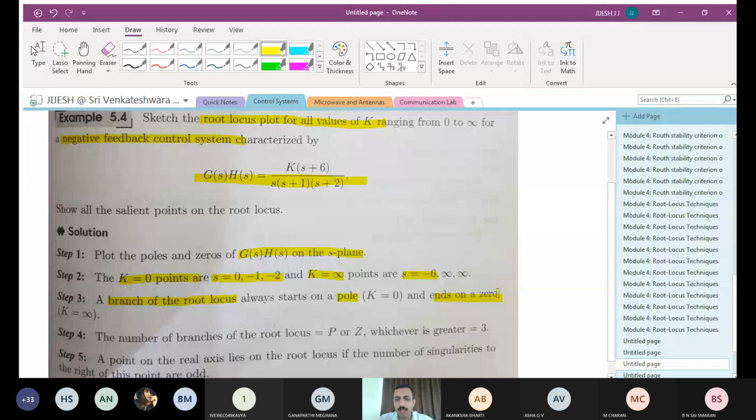After that you can find out the number of branches. How many branches are required? It is the number of poles or number of zeros, whichever is greater. Here the number of poles is 3 and the number of zeros is 1. Since 3 is greater than 1, the number of branches is 3.